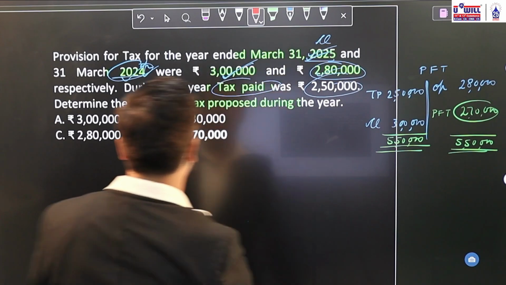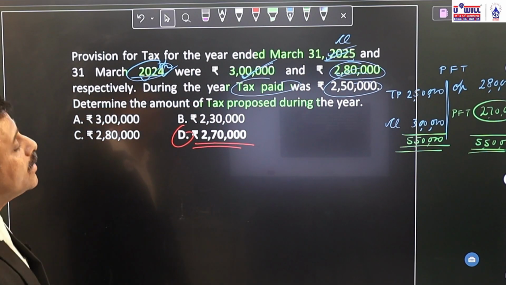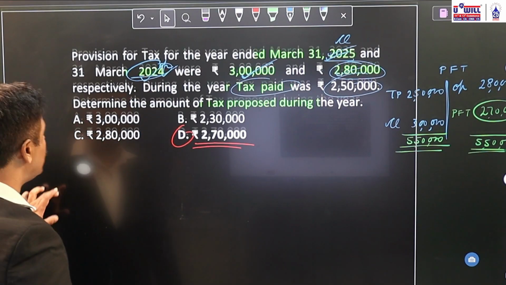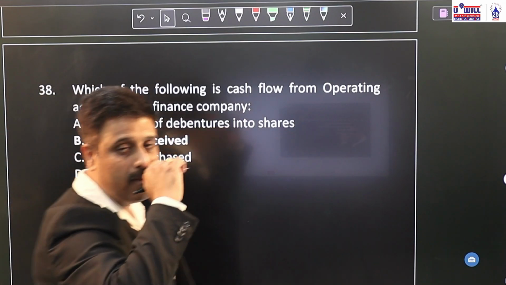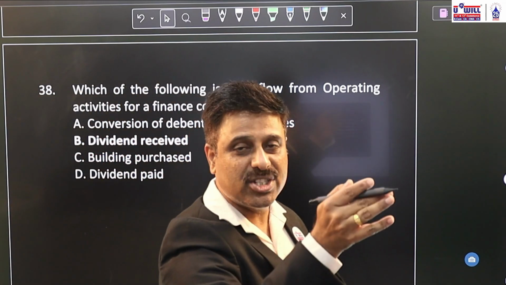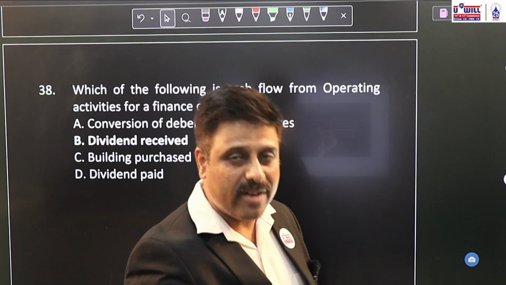So what will be your correct option? Option D. 2 lakh 70,000 will be provided in the current year. Okay, so such a question is quite easy to solve. You just make the ledger account in rough. Even no need to write opening, closing. You already know which things should come on credit and debit side. Just make a rough ledger account and calculate it very quickly.